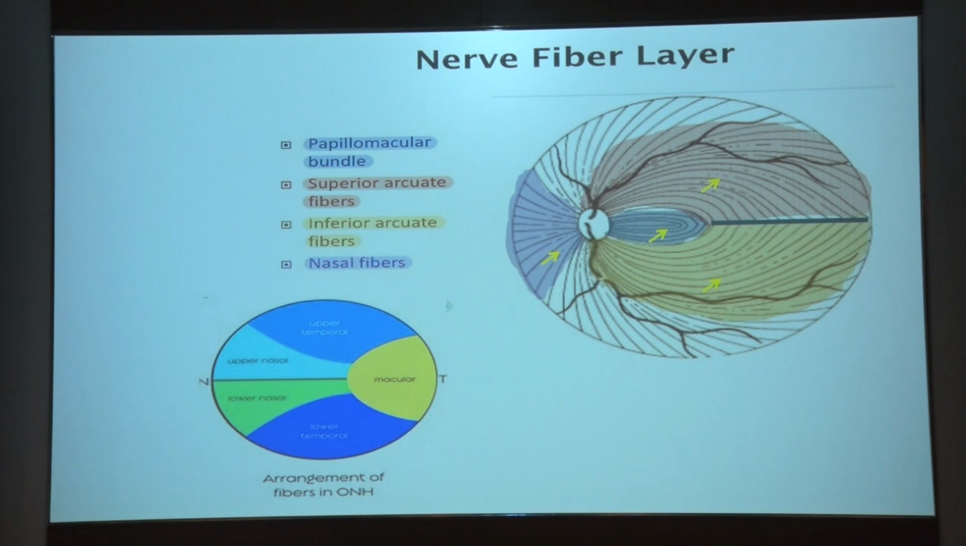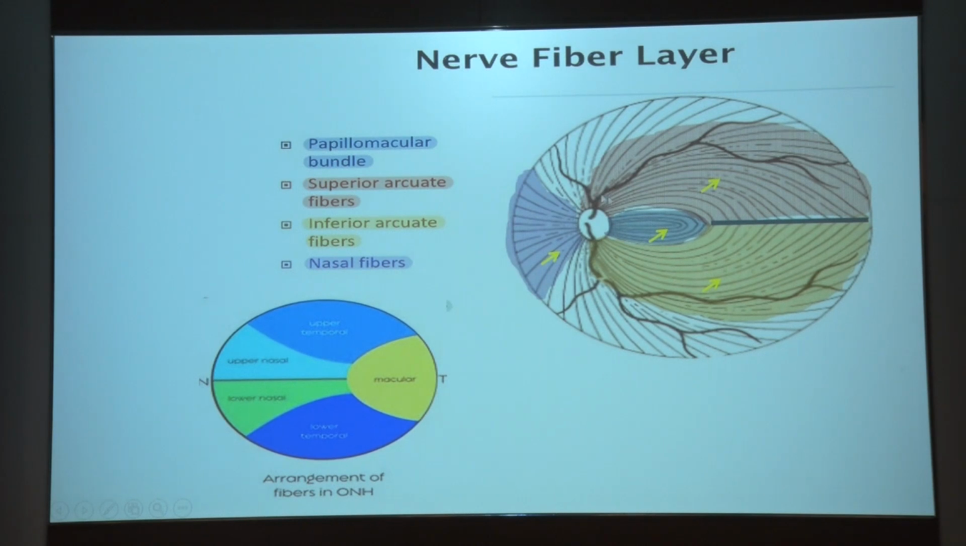So why? Because the nerve fiber layer has this peculiar arrangement, which you all must have read in anatomy. You have the papillomacular bundle directly going from the fovea to the optic nerve head. Superiorly and inferiorly arching are the arcuate fibers, and then you have the radiating fibers, superior and inferior radiating fibers, present nasally.